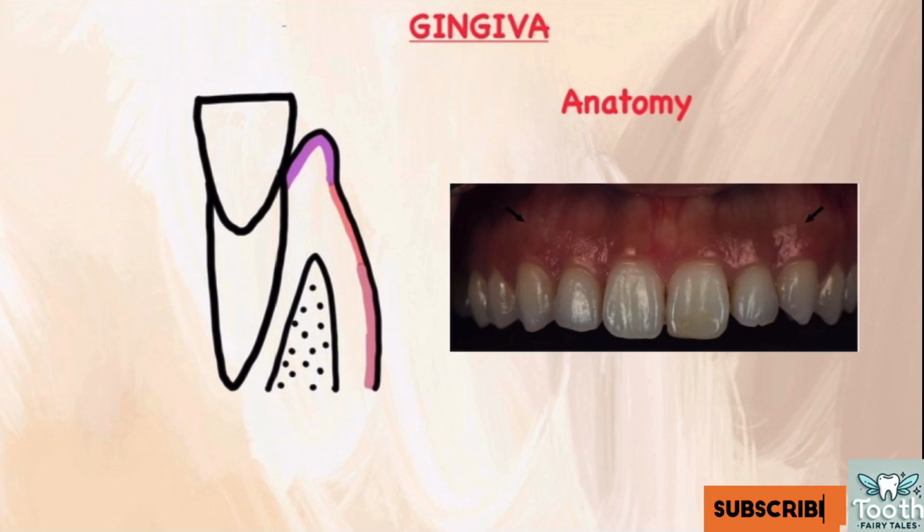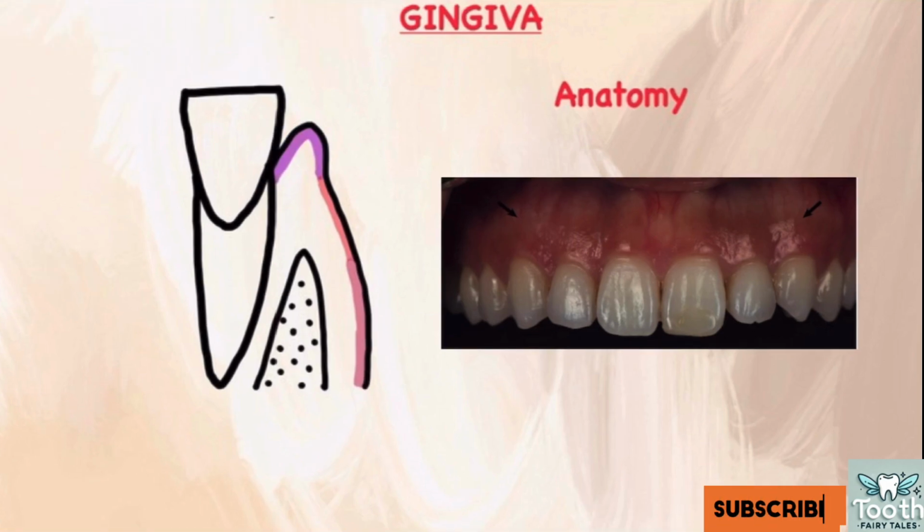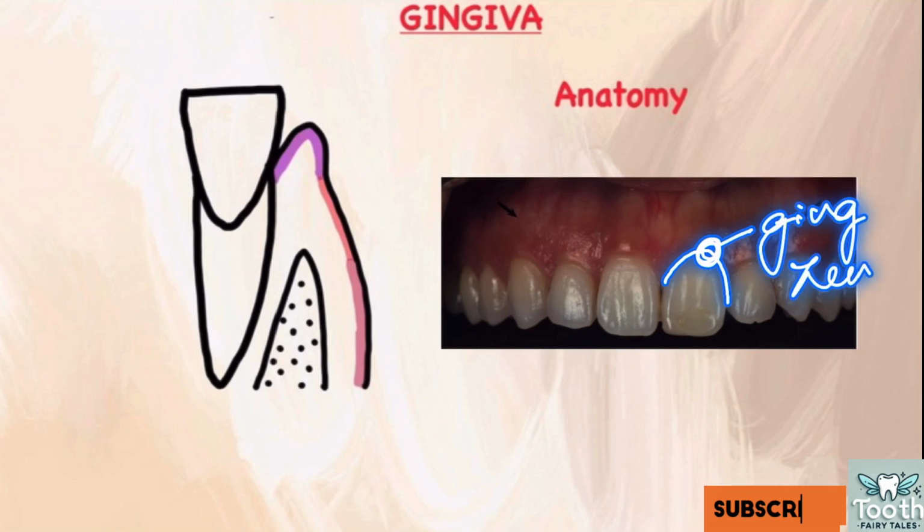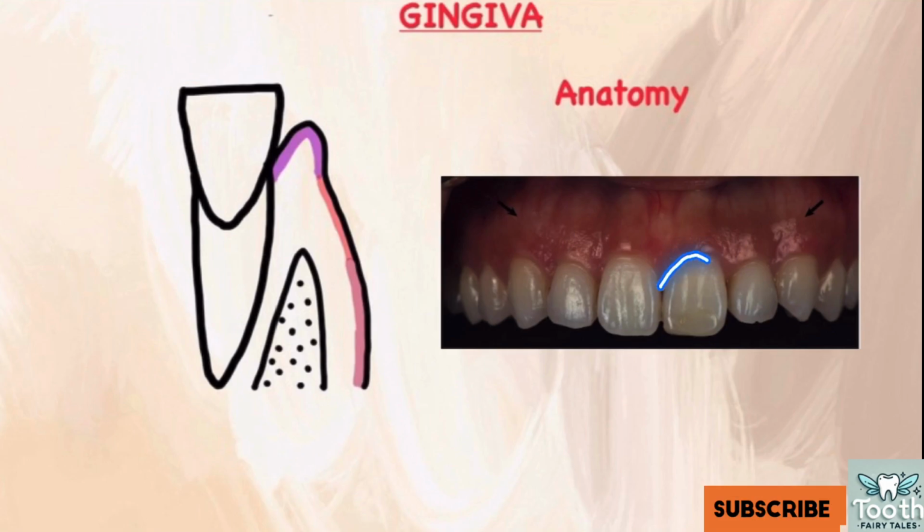Marginal gingiva is forming the soft tissue wall of the gingival sulcus. So this is a gingival sulcus. This portion of the marginal gingiva is forming the soft tissue wall of the gingival sulcus. The most apical part of the marginal gingiva is known as the gingival zenith. Gingival zenith need not be in the center of the tooth. It can be anywhere.